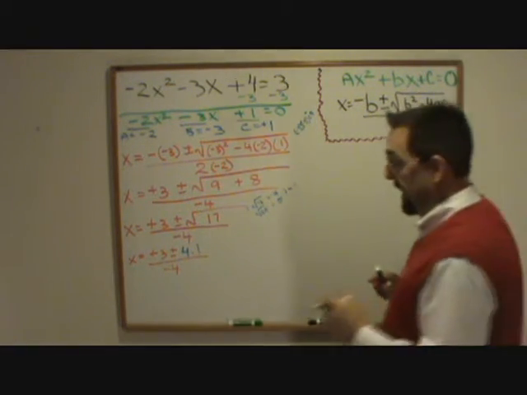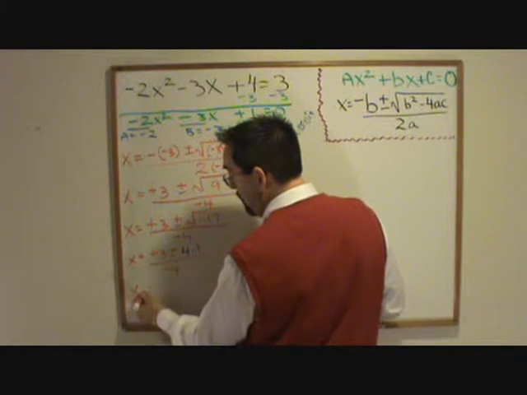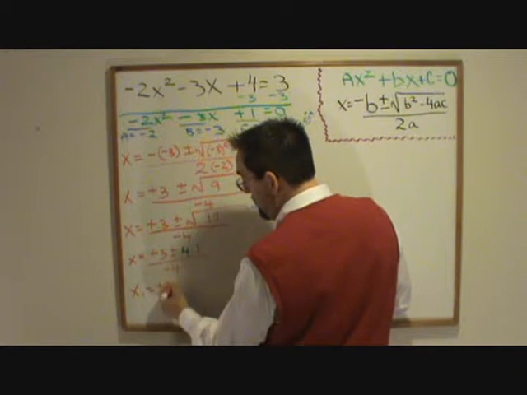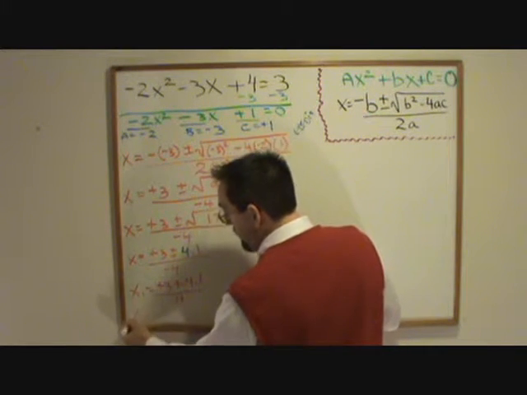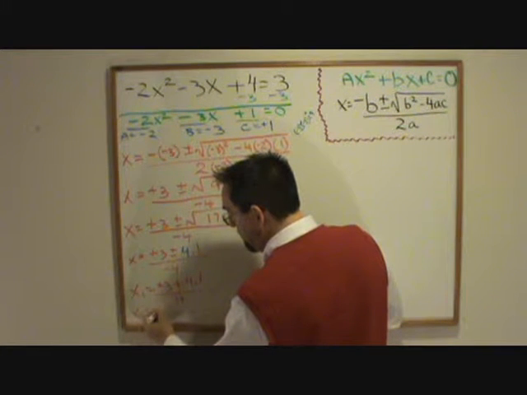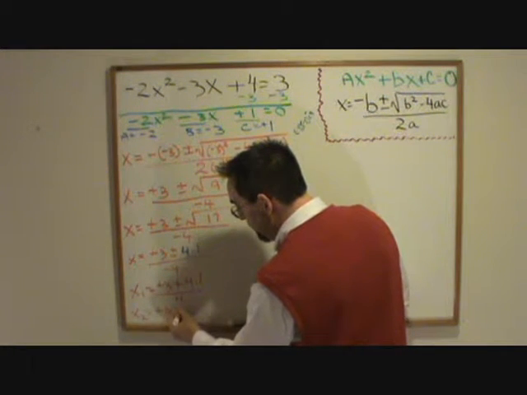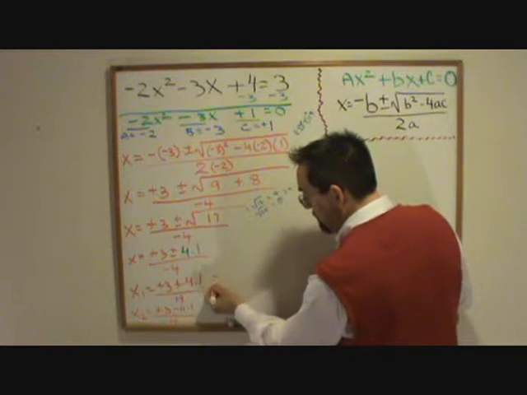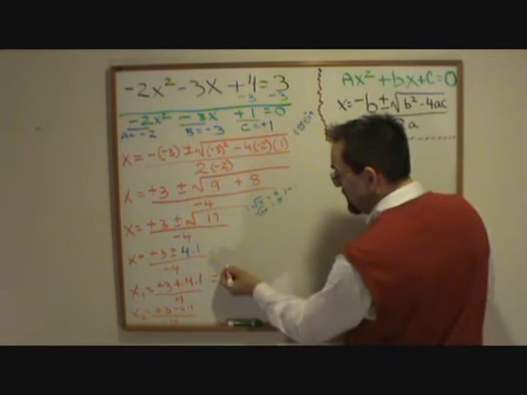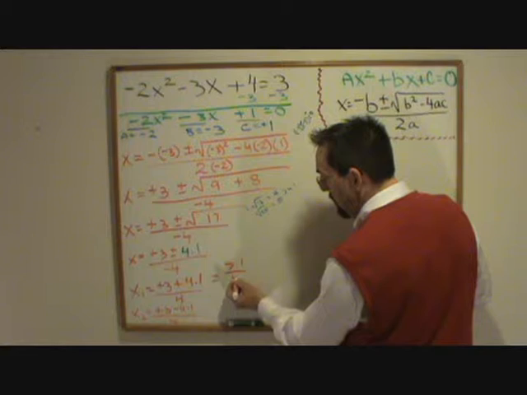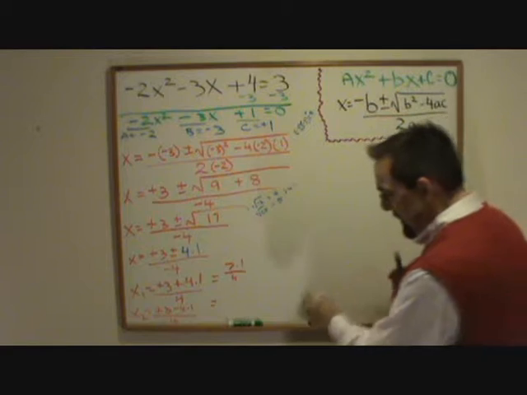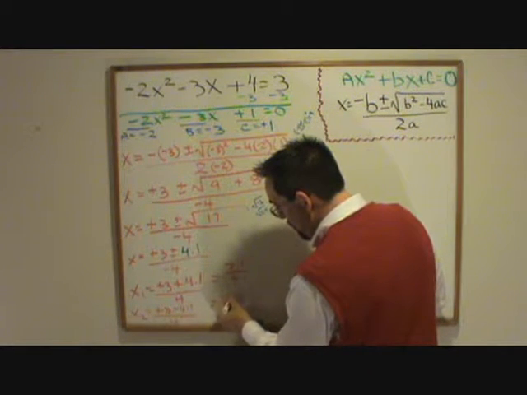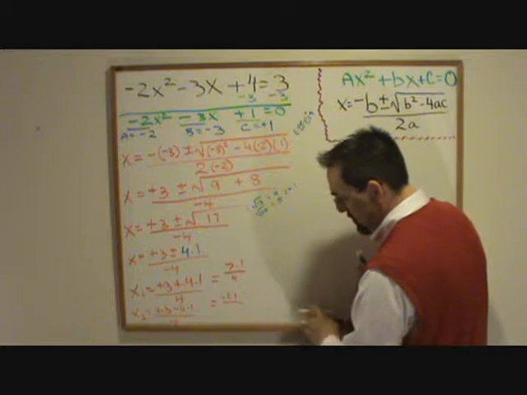Now let's find our x1 and x2. x1 is the positive 3 plus the 4.1 all over 4. x2 equals positive 3 minus 4.1 all over 4. Bring them across. We're going to have 7.1 over 4 and that's a minus, isn't it? A minus 1.1 all over 4.